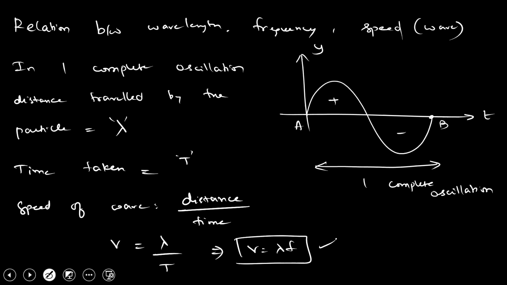So the speed of the wave is equal to wavelength multiplied with frequency, or wavelength is equal to speed divided by frequency. Both are same. So you can also write it as lambda is equal to v divided by f. I'm sure you already know this basic, but I'm just showing you the derivation of how it works. Right? I hope it's clear.